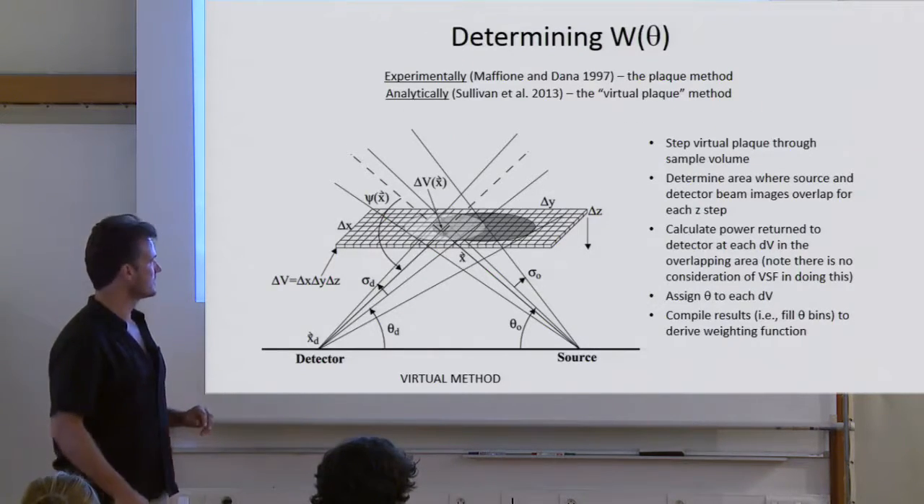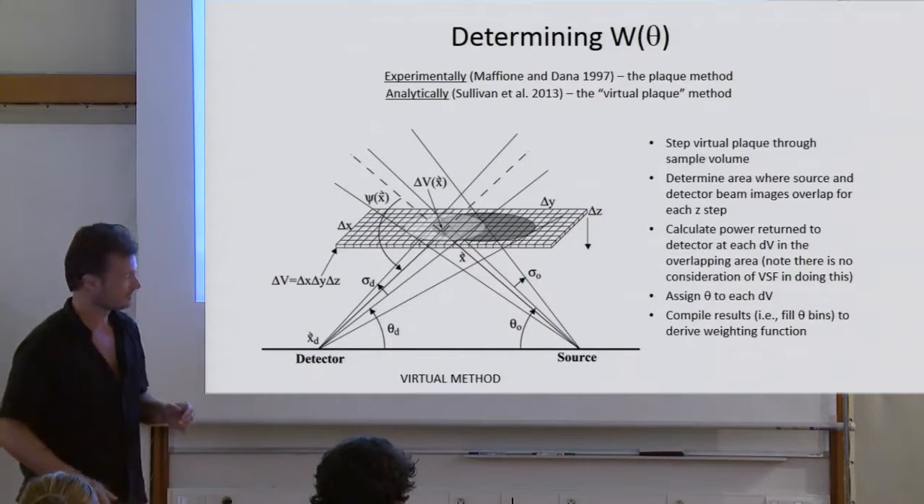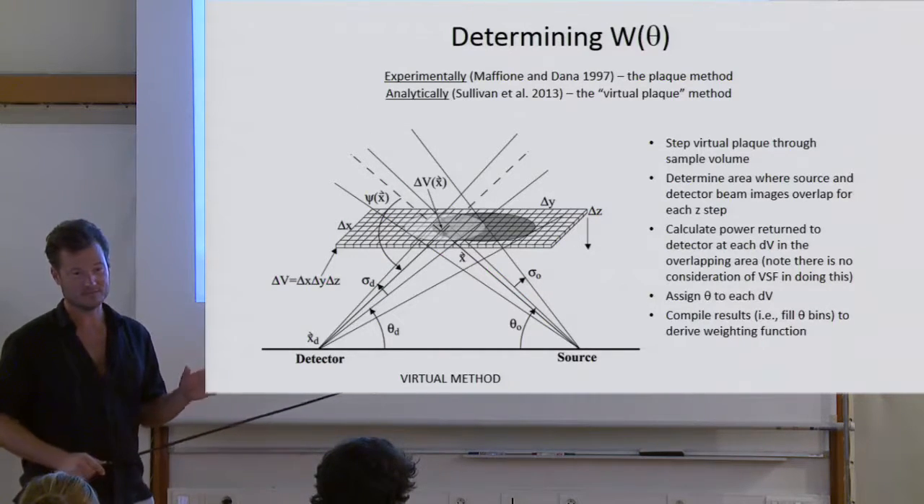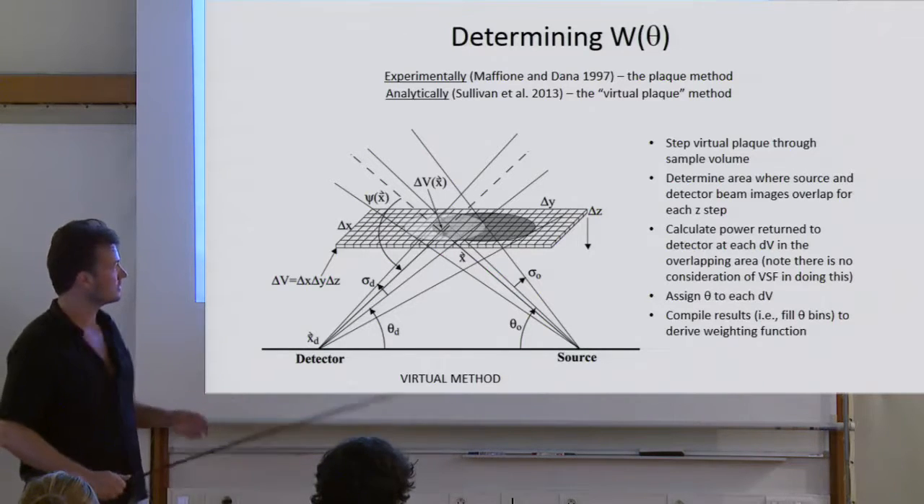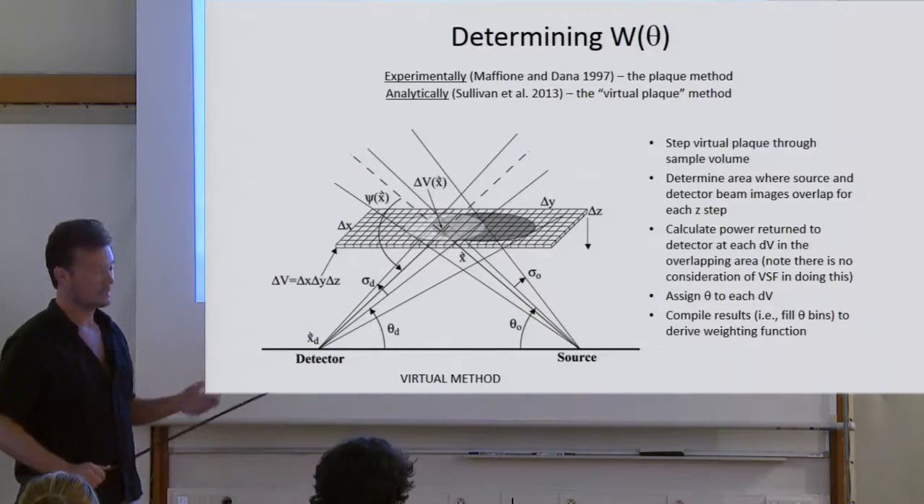Anyway, so how do we get these weighting functions? There's a lot of details here. I took out a lot of slides. I'm not going to bore you with a lot of the details, but I just want to go over the general way we do this.